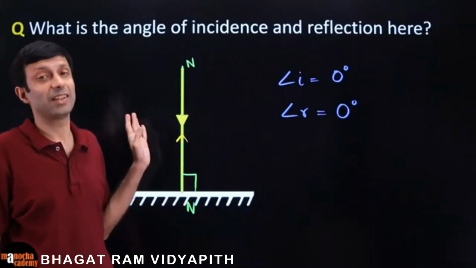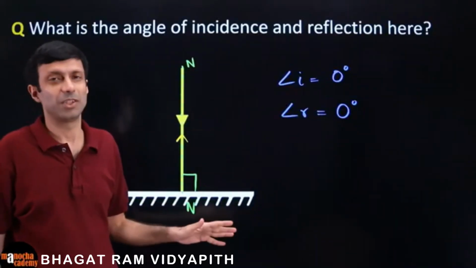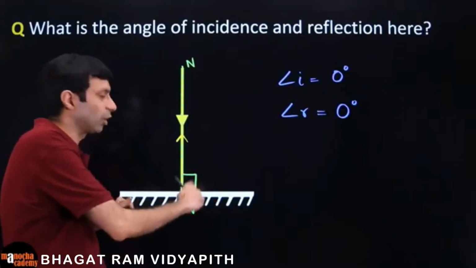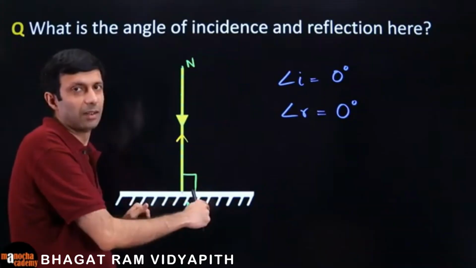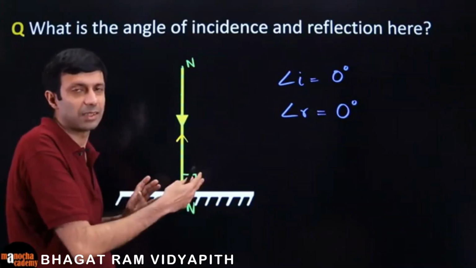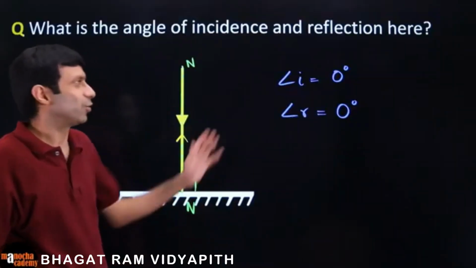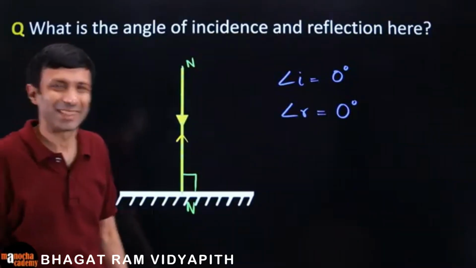Angle between the incident ray and the normal is 0. And we always measure with the normal, not with the mirror. Glance angle is 90 degrees. This angle is actually called the angle of glance or glance angle. That is 90 minus the incident angle, or 90 minus the angle of reflection for the reflection case. So here it's going to be both 0 degrees.